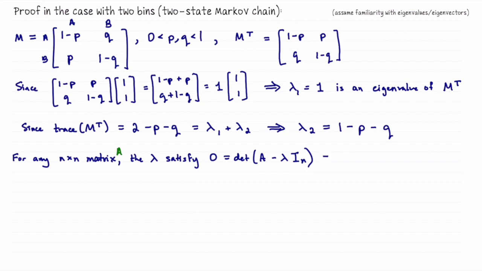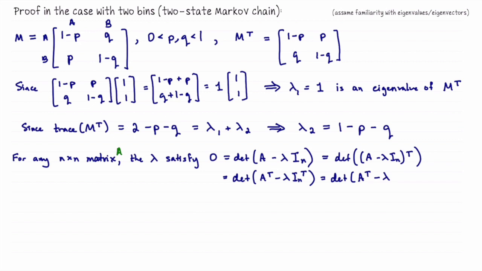But the determinant of any matrix is the same as the determinant of its transpose. It's just algebra. So I could do the determinant of (A minus lambda I) transposed, but that's really just like taking A transpose and subtracting off lambda I transpose, but the identity matrix is symmetric. So that's really the determinant of A transpose minus lambda I, and that's exactly the characteristic polynomial that you would get if you were trying to find the eigenvalues of A transpose. So the moral of the story here is that A and A transpose have the same eigenvalues.